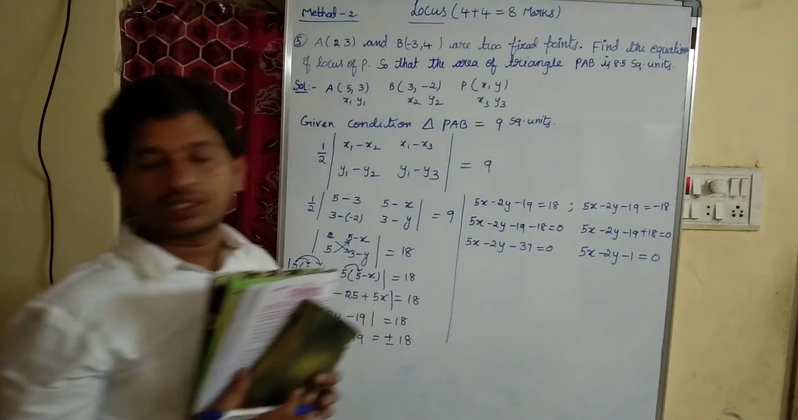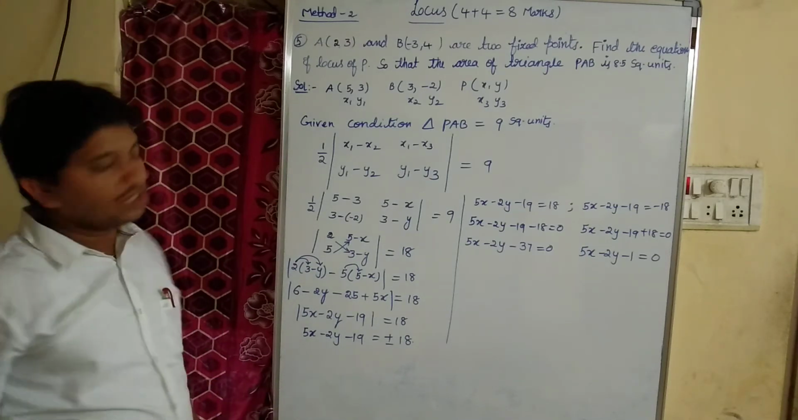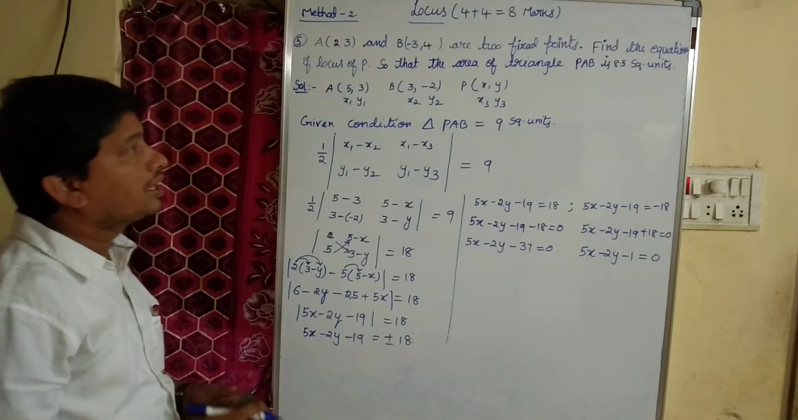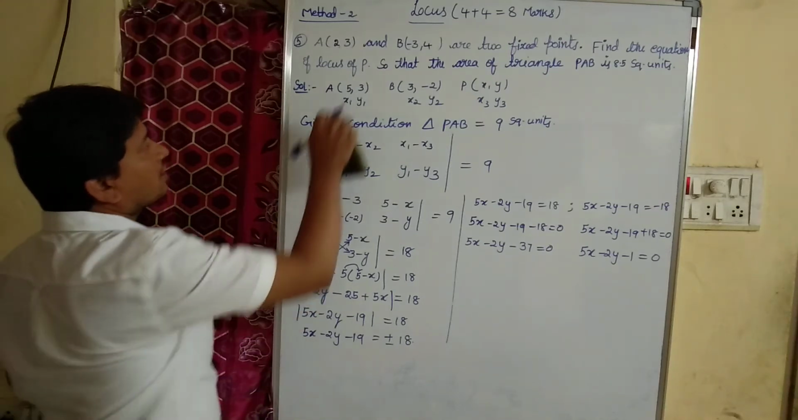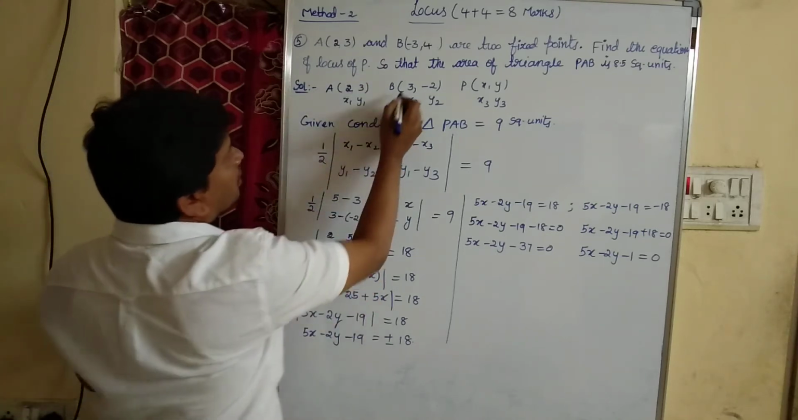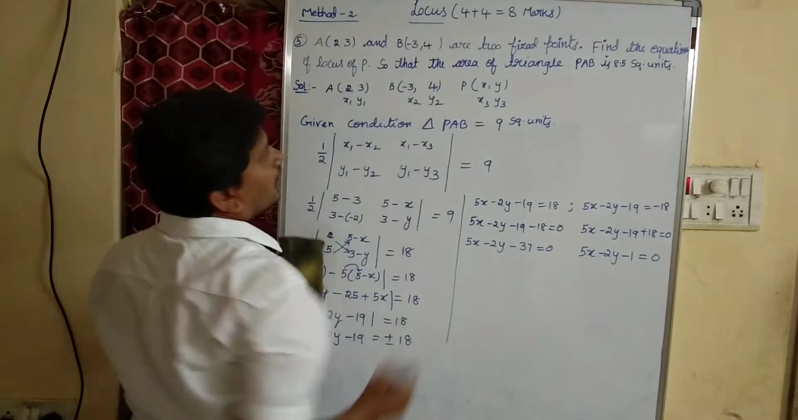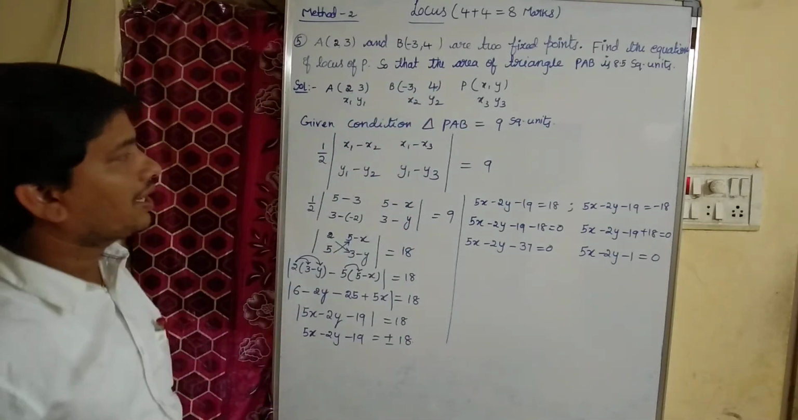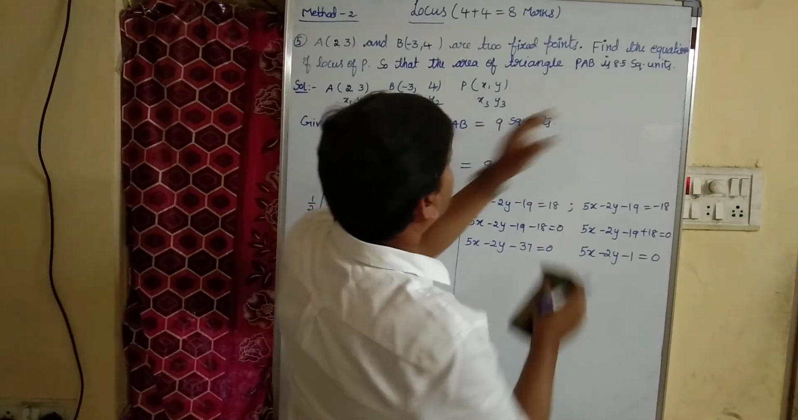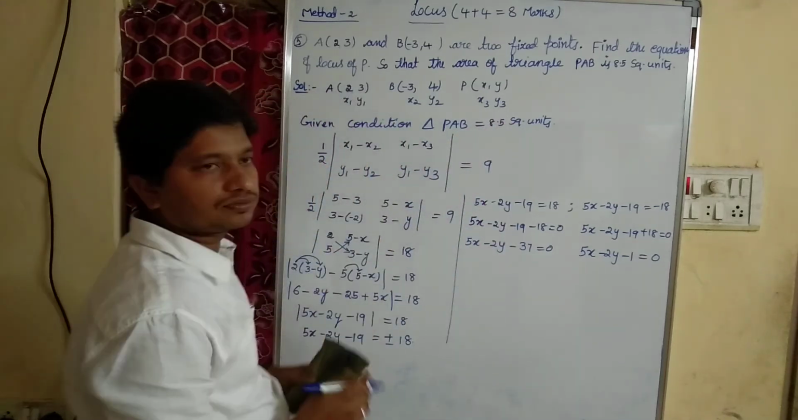8.5 square units. The same method. The thing is, we have to change only the vertices of AB, and the given area of triangle is 8.5 square units, right? So let us change the vertices. A is 2 comma 3, that is x1 y1. B is minus 3 comma 4, that is x2 y2, and the point P be x comma y, that is x3 y3. And given area of triangle PAB, how much, children? Which is given 8.5 square units.